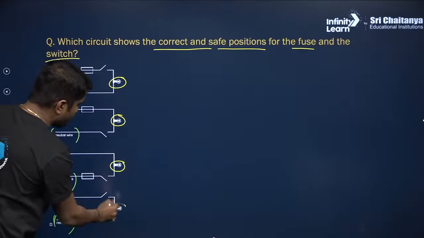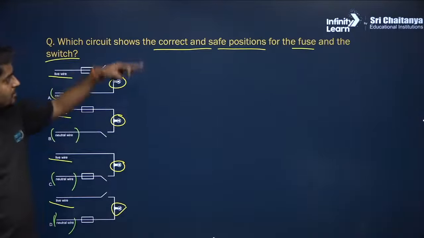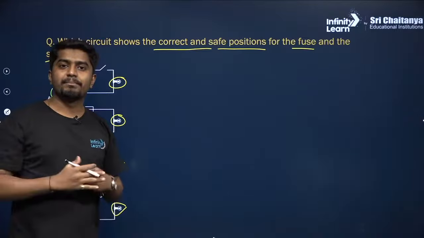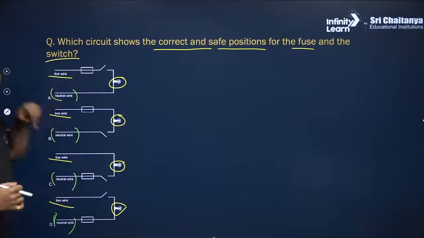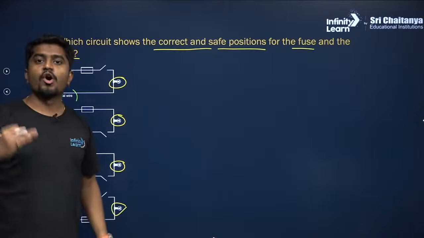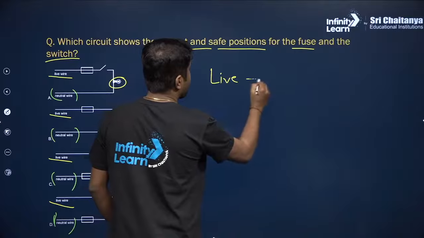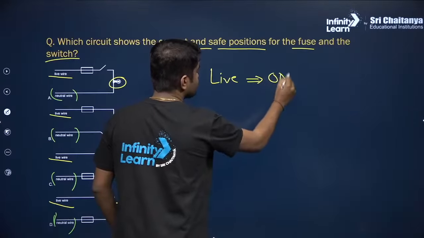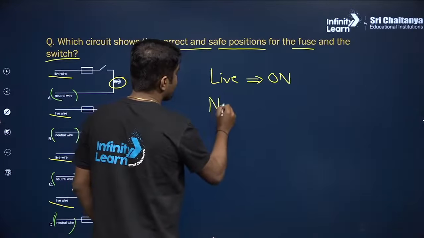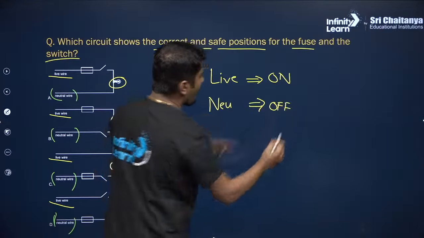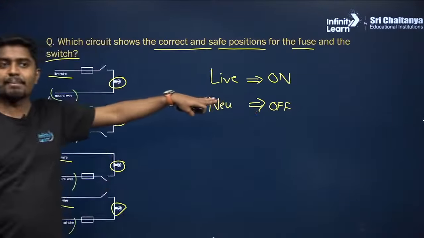So we want to protect the bulb. That's why we use a fuse. So fuse, where will you keep? In the neutral wire or in the live wire? Live wire is always on. So I'll write here, live wire always on. और जो neutral होती है, it is off. कब तक off होगी? जब तक switch आपका off है.